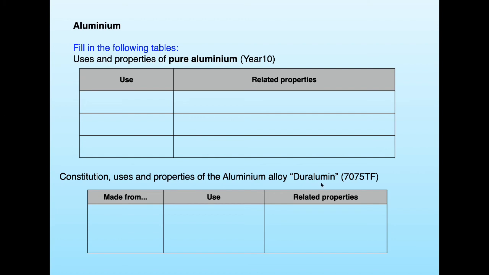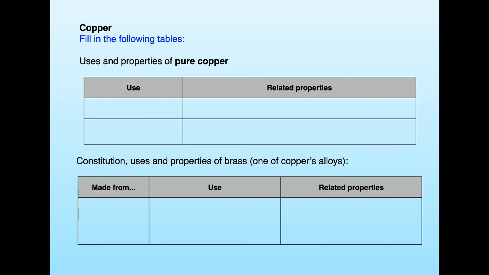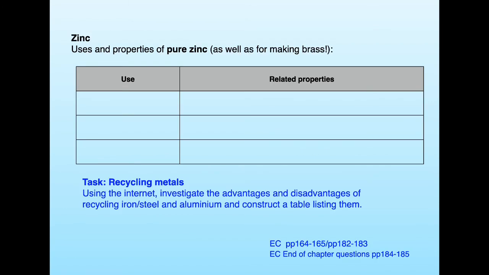And then have a look at duralumin, which is an aluminium alloy. Look at what it's made from, what its main use is, and what its properties are. You can do the same for pure copper, and you can do the same for brass, one of copper's alloys. And then you can do it for pure zinc too. As well as for making brass, you can use zinc for other things.